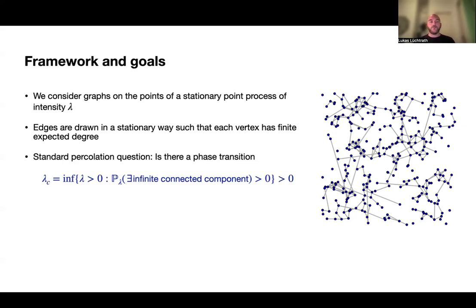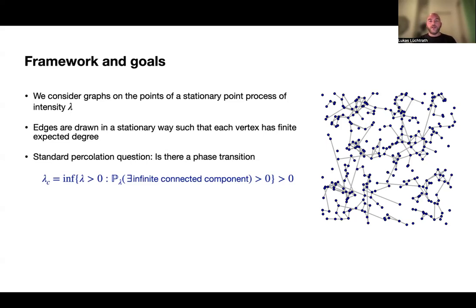And the standard question in percolation theory is then, give me such a model, and then whether there exists a phase transition, so a critical intensity lambda c, such that there cannot exist an infinite connected component in this graph whenever my intensity is smaller than this intensity.